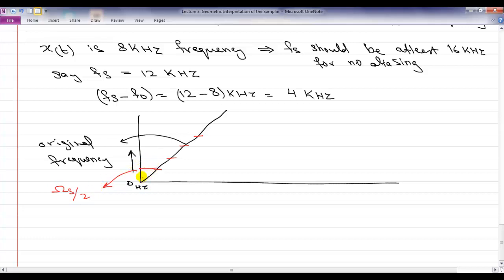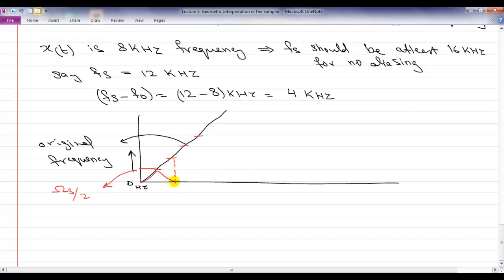If this is omega s by 2, and you input any frequency up to this, what you recover is exactly the same frequency, because you are satisfying the Nyquist criterion. Your frequency is less than omega s by 2, so you'll recover the same frequency. But if you now have an input frequency which is greater than omega s by 2 but less than omega s, instead of recovering a higher frequency, your frequency will start going down, till it reaches here.